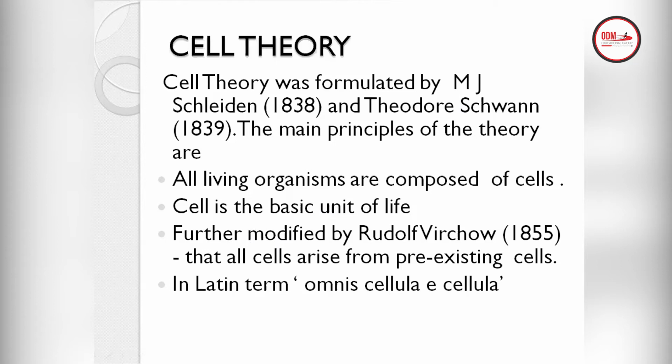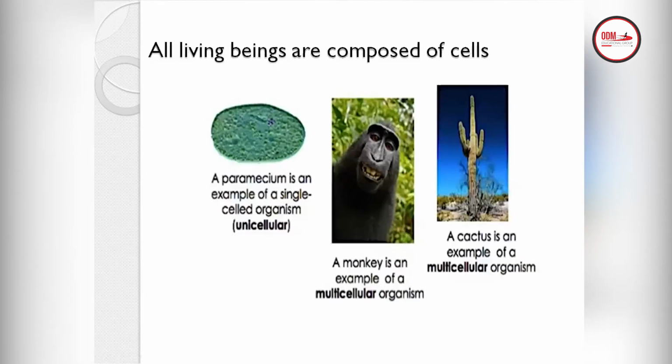Now, this cell theory was further modified by another scientist, Rudolf Virchow, in the year 1855. According to him, cells arise from pre-existing cells. In Latin, he expressed it as omnis cellula e cellula. Sometimes questions may come asking who gave the term omnis cellula e cellula, in which year, and what the meaning of this term is, so you can answer it properly.